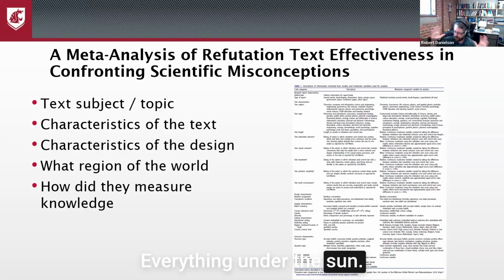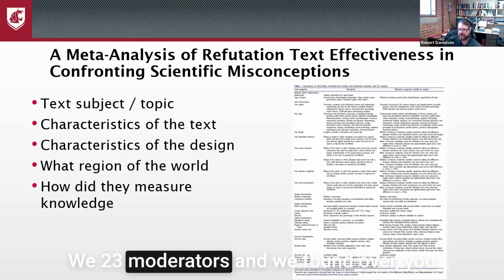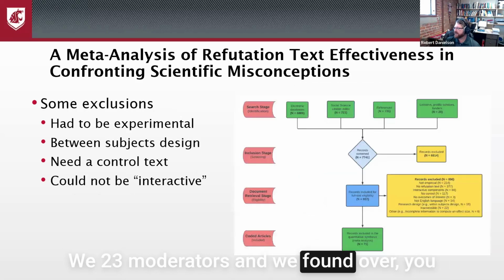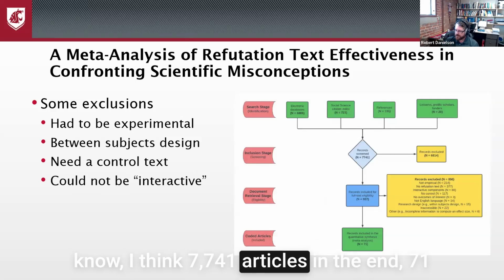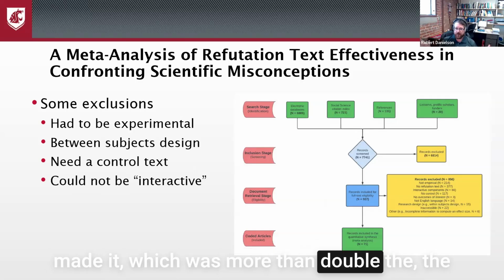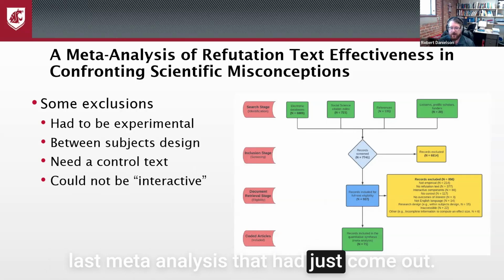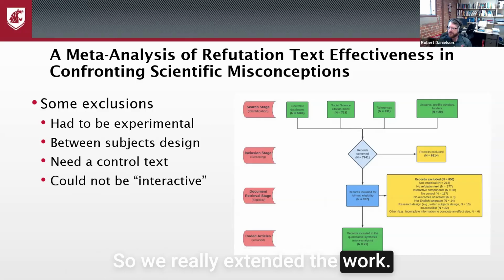Everything under the sun. We had 23 moderators, and we found over, I think, 7,741 articles. In the end, 71 made it, which was more than double the last meta-analysis that had just come out. So we really extended the work.